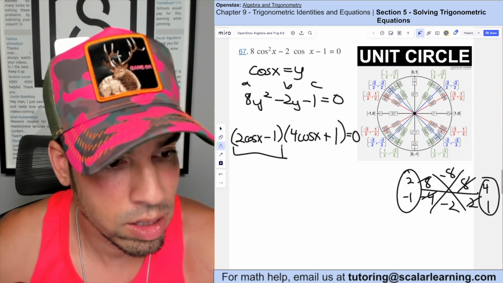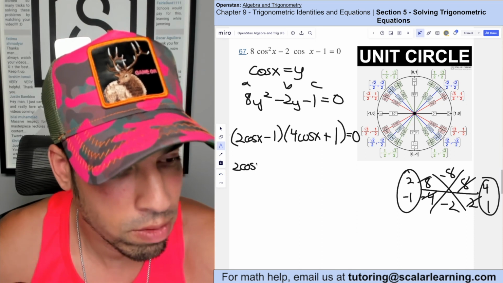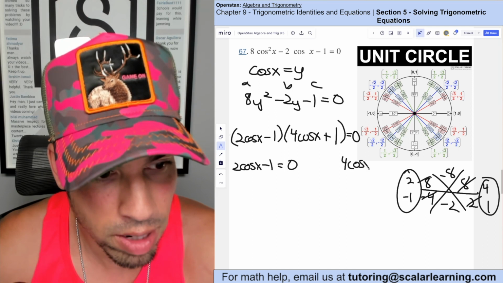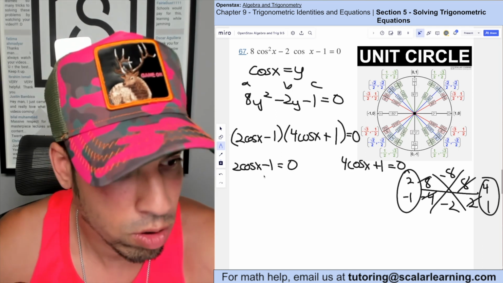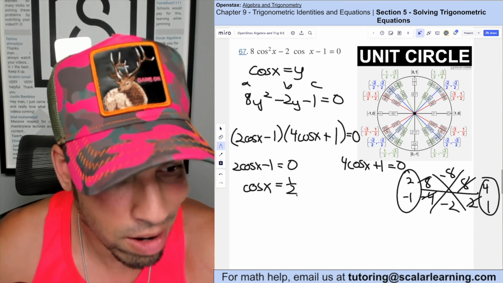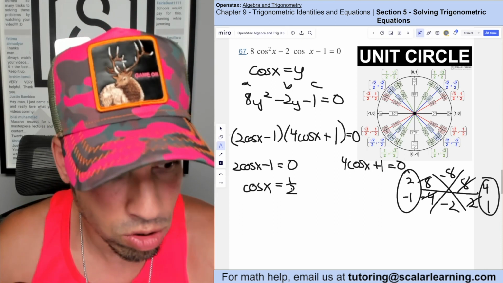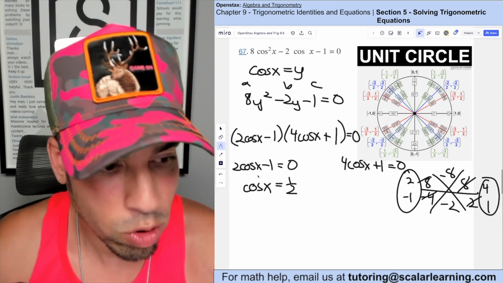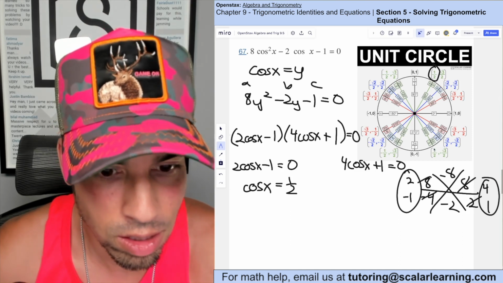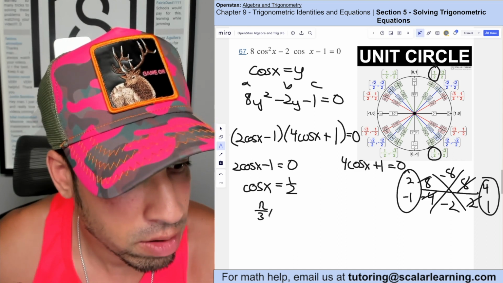Okay, so when is this going to equal 0 and when is this going to equal 0? So for the first one, I got 2 cosine of x minus 1 equal to 0. And for the second one, I got 4 cosine of x plus 1 equal to 0. So I'm going to add 1, divide by 2. When does cosine of x equal 1/2? So this is actually on the unit circle. So I want to look for x values on the unit circle and those corresponding radian values. So I see positive 1/2 occurring here, and I see it occurring here. So that means my two solutions are pi thirds and 5 pi thirds.